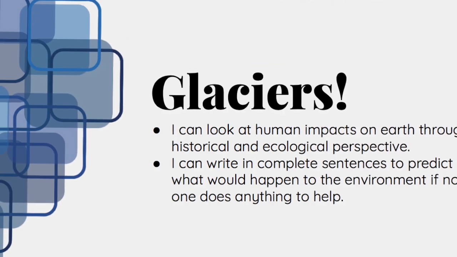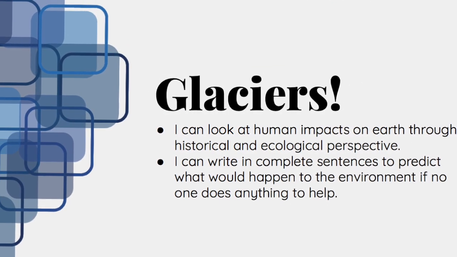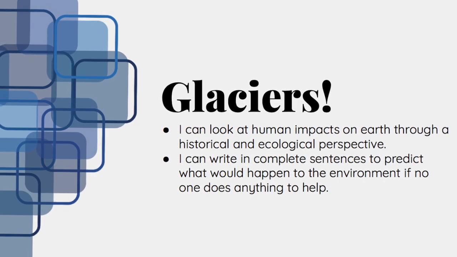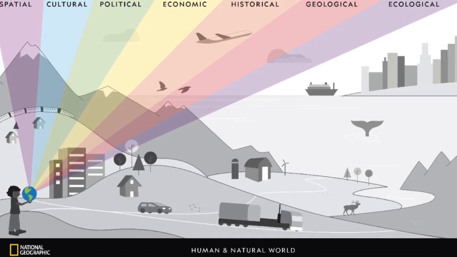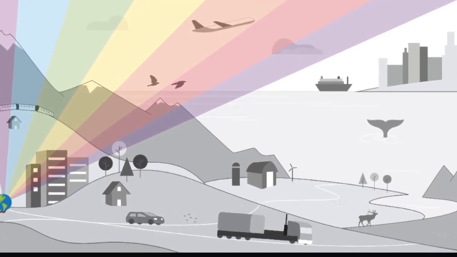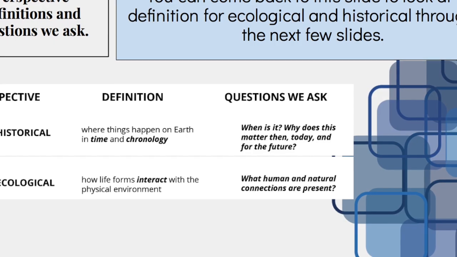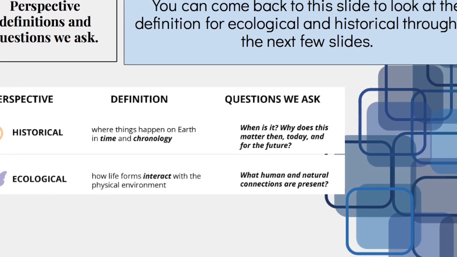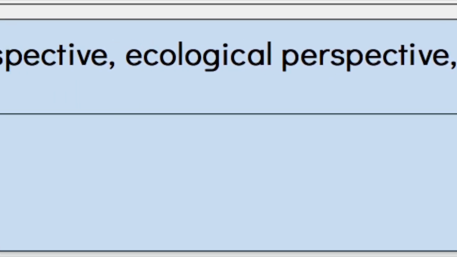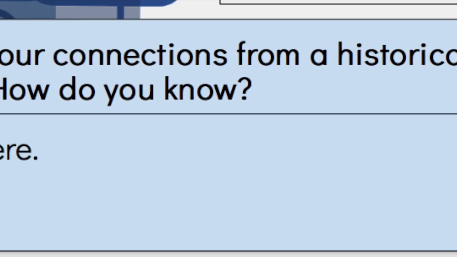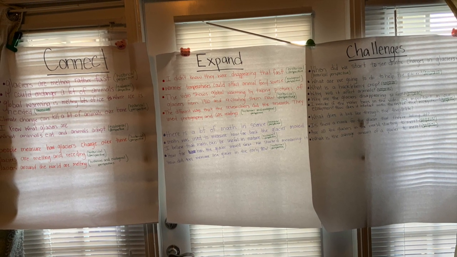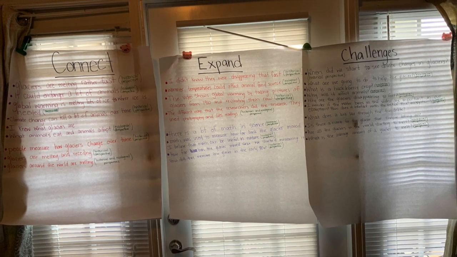We started with our learning targets and quickly moved into looking at the different perspectives we can take. This was the first time my students have looked at this image, and so I quickly read off the different perspectives, but really talked about the definition and questions we might ask ourselves, thinking from a historical and ecological point of view, as they were the ones I wanted students to focus on. I was impressed with how students were able to use these different perspectives during the thinking routines.